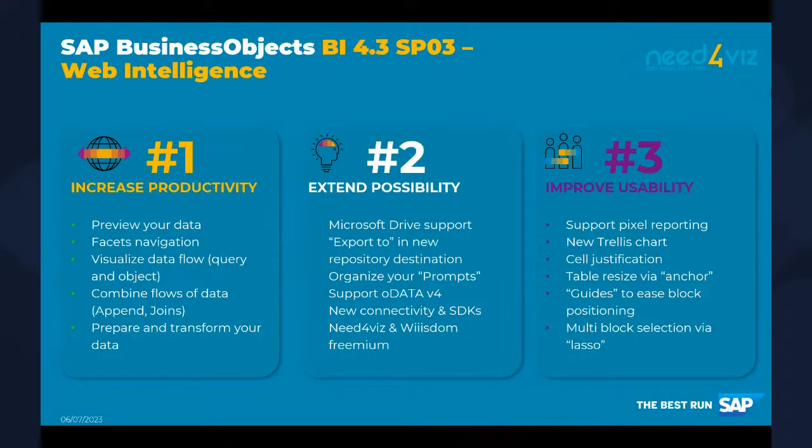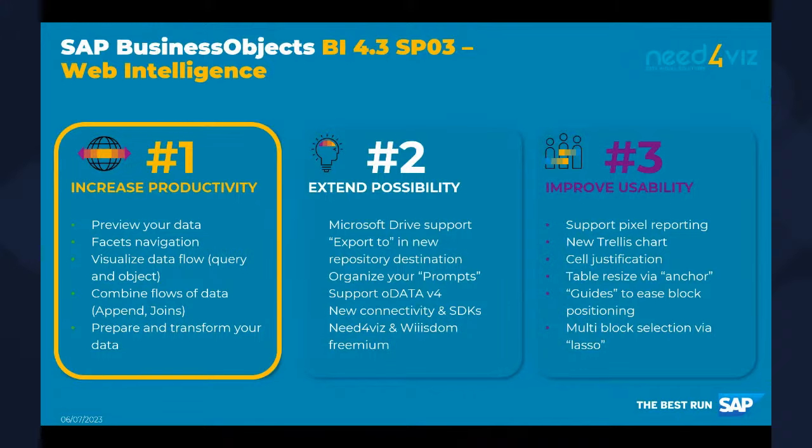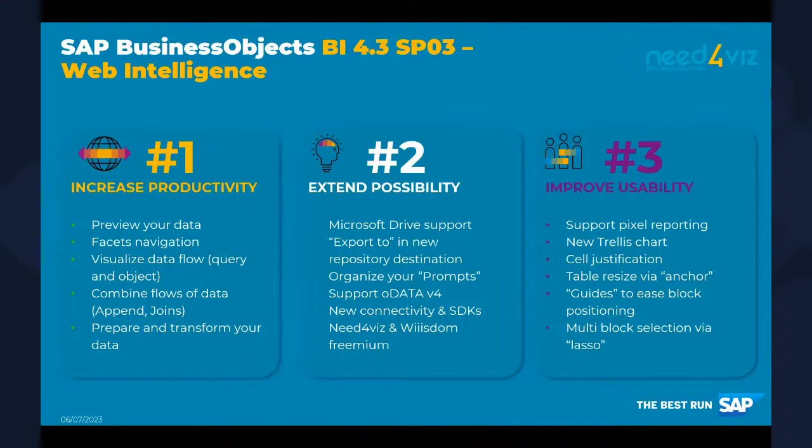Priority number 2, extend the possibilities regarding Web Intelligence. It means that within Webi, we open the possibility to access information stored in your favorite drive, being Microsoft OneDrive, for example, or Google Drive. Both are supported to access the information in it or to export information into this kind of drive.